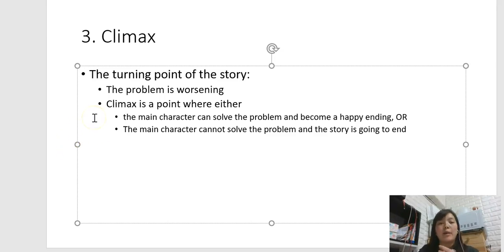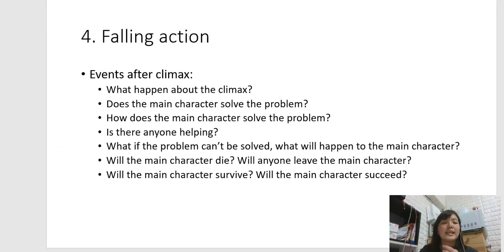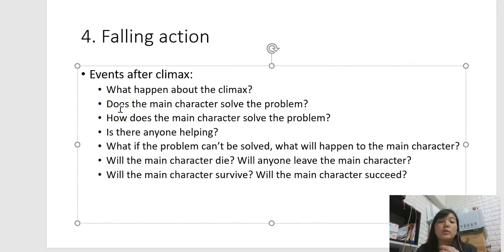So this is the climax of a story. And then at the end, normally after the climax, there is still a little bit at the end of the story to explain a little bit what happened afterwards. Okay, so we'll show if the main character can solve the problem at the end, or how the main character solved the problem, or whether anyone helps them.